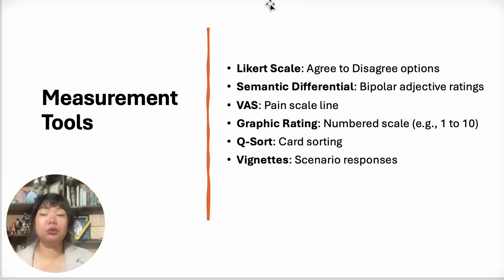We have the measurement tools. Ano ang mga measurement tools? We have the Likert scale. So, ang sa Likert scale, amo ni siya sang agree to disagree option. Sa semantic differential, we have the bipolar adjective ratings, no? And then so on. Okay? So, damo sa measurement tools class.